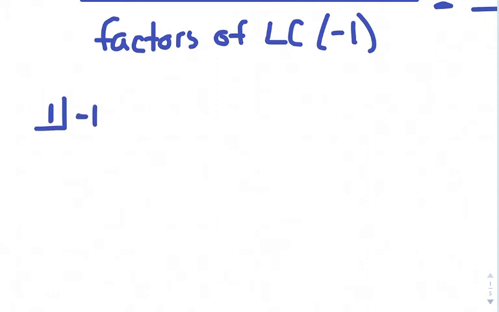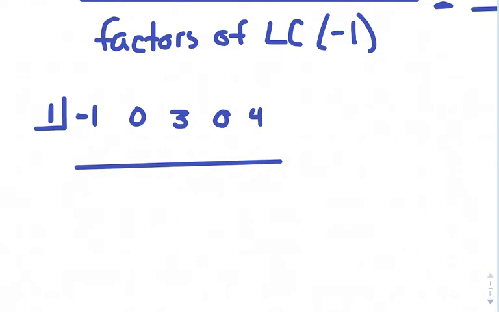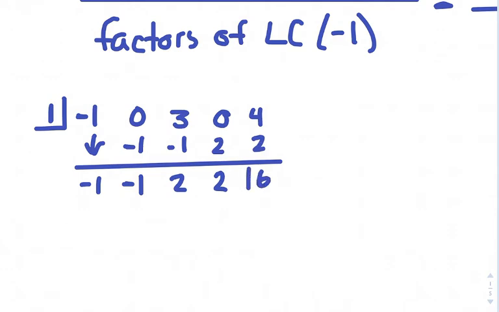So I put my leading coefficients here. Since it's mixing x cubed and x, make sure you put your zeros in. We drop down this first number. 1 times negative 1 is negative 1. Add that to 0, you still get negative 1. 3 plus negative 1 is 2. 2 times 1 is 2. And I get a remainder of 6. So since it has a remainder of 6, it's not a factor.